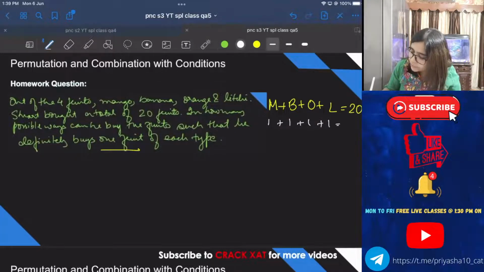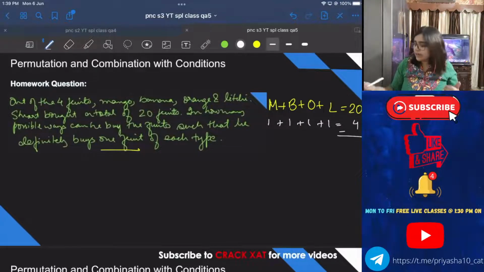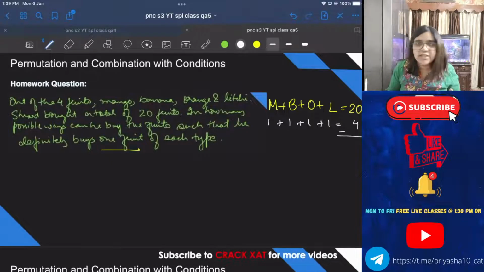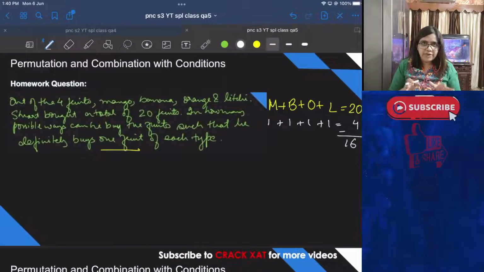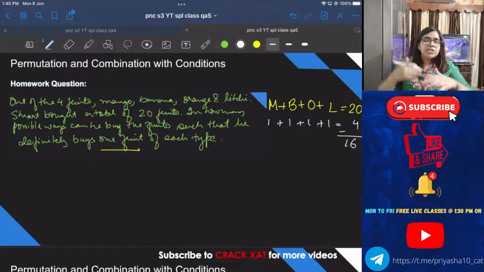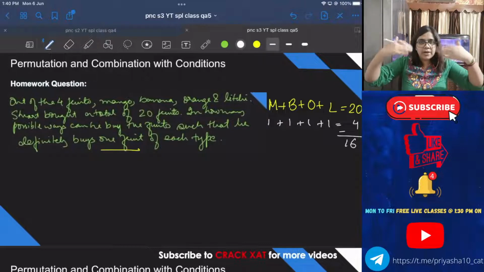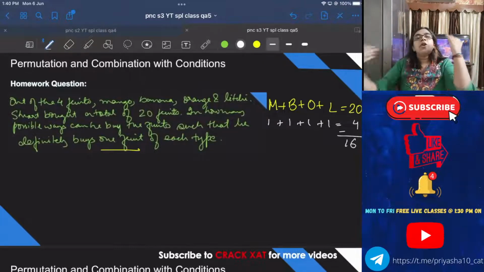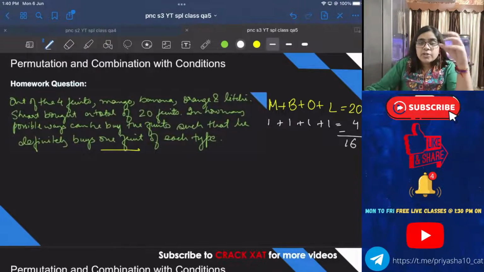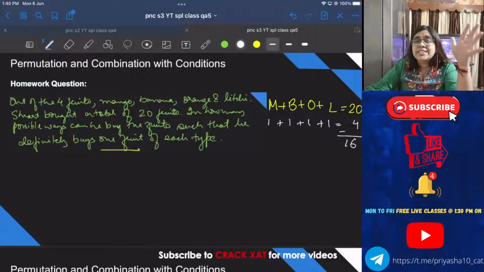We can't change anything in these 4 fruits. So how many fruits are left? How many fruits are left? 20 minus 4 is the answer. I'll not wait for your answers in the chat. I'll write it, 16. There are 16 fruits which are left. And just apply your logic here. The logic says that you have full flexibility to do whatever you want to do in these 16 fruits only.